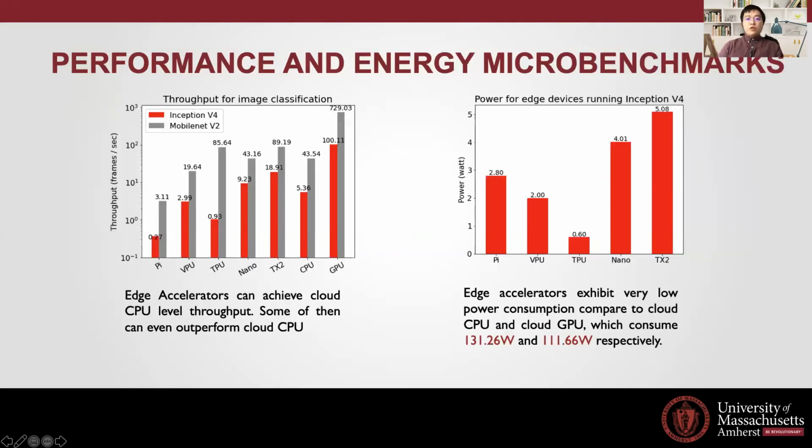Our first experiment involves comparing raw and normalized performance and power of specialized edge nodes to more traditional edge and cloud architectures. The left figure shows the throughput for all of the platforms when running MobileNet and Inception v4 for image classification. Note that the figure is in log scale as the difference between the highest throughput device and the lowest throughput device is huge.